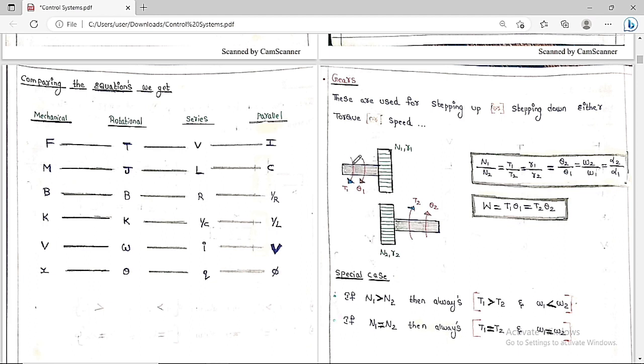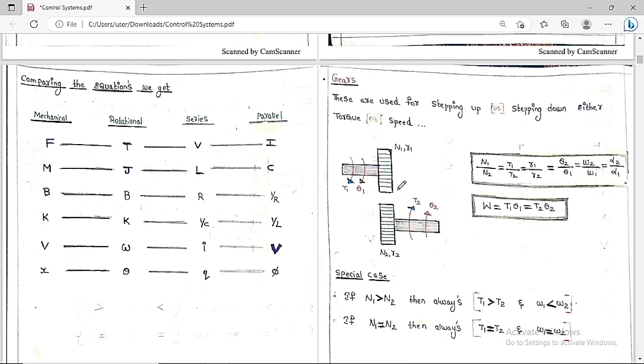And here we are going to apply torque in this direction. Whenever you apply torque in this direction on gear 1, it is going to rotate in the same direction with a displacement of θ1. If this moves in this direction, then the other will move in the reverse direction, because these gears always move in opposite directions. If one is clockwise, the other will rotate anti-clockwise.